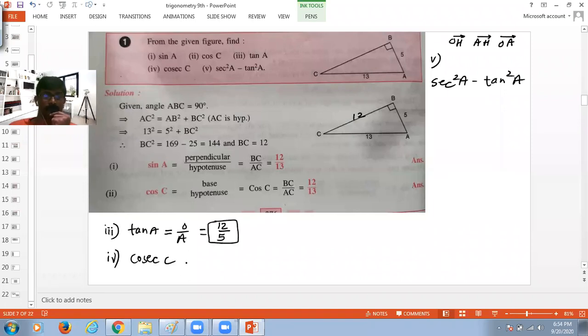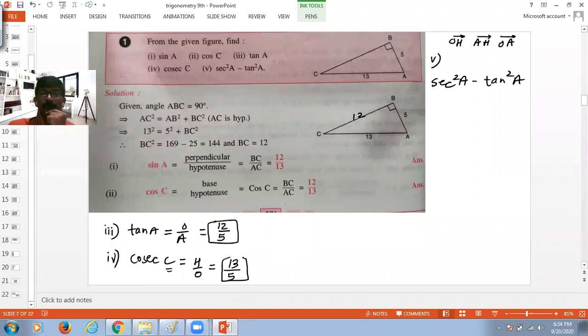Now cosec C. First of all, I'll write down the cosec formula. What is the cosec formula? Cosec would be the reciprocal of this, like opposite upon hypotenuse, it will become the reciprocal. So it will become H upon O. Now the second step, once you've written the formula, is with respect to C. With respect to C, this will become hypotenuse and this will become opposite. So the answer will become 13 upon 5. I hope you understood this part.